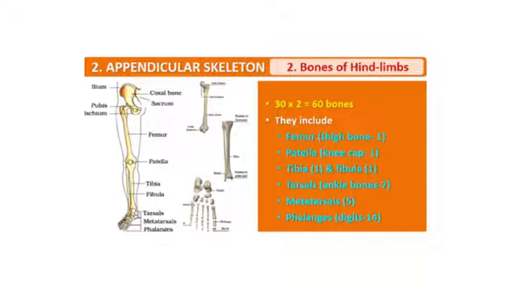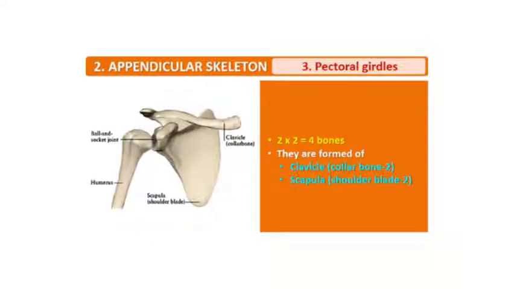They will have femur, that is the thigh bone, patella, which is the kneecap, tibia and fibula, tarsals, which form the ankle bones, the metatarsals, and the phalanges, which is the digit, which form the toes. Then we have the pectoral girdle. So there are total 4 bones here. They are formed of 2 collar bones, that is the clavicle, and 2 shoulder blades, which is called the scapula.